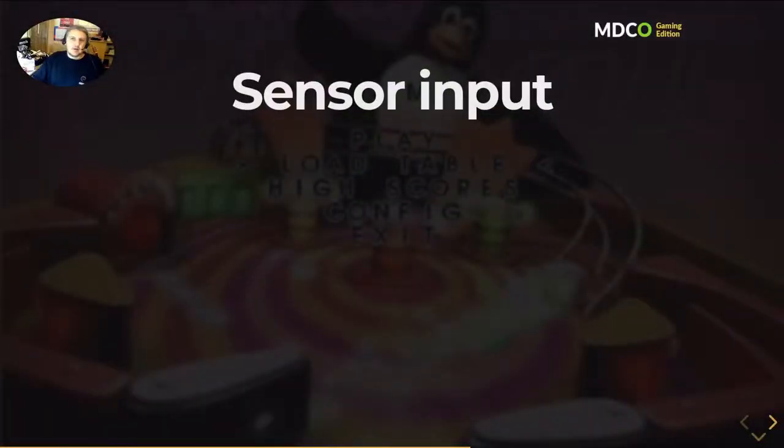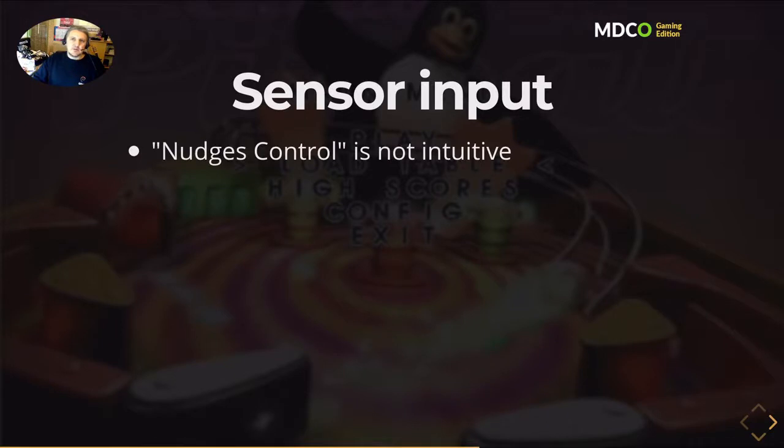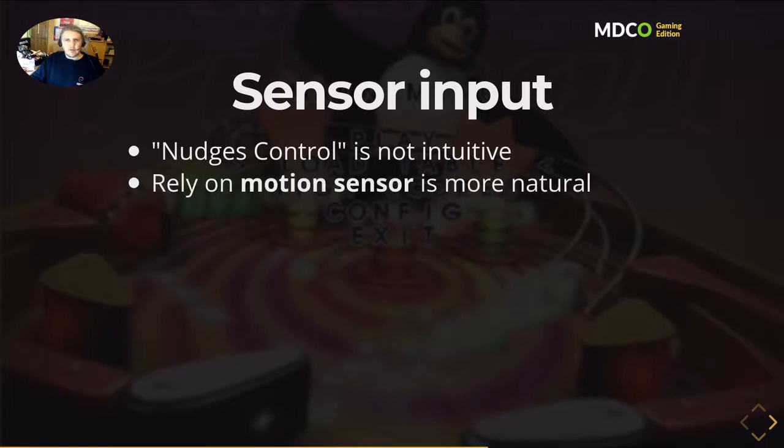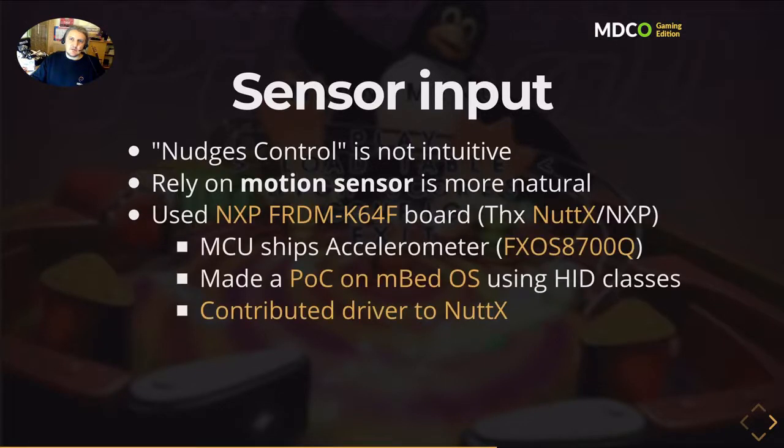So now I wanted to support new inputs. Nudge control is not very intuitive, even with a combination of mouse buttons. My friend who tried it didn't really manage, so they were tilting the pinball. So I wanted to make something more natural. So I'm now relying on a motion sensor. It's easier, but I had to develop something new.